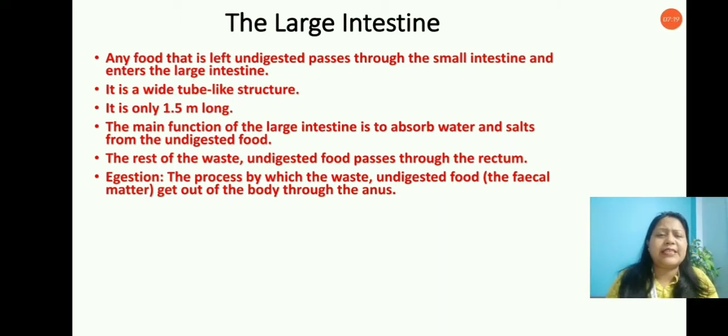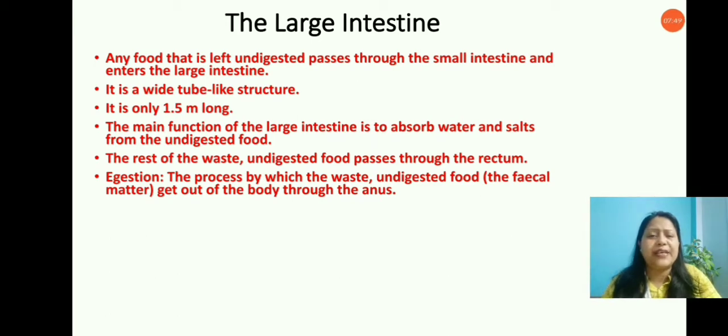So now let's discuss the large intestine, which is the last part of the alimentary canal. Any food that is left undigested passes through the small intestine and enters the large intestine. I hope you know that. And it's a wide tube-like structure of only 1.5 meters long. The main function of the large intestine is to absorb water and salts from the undigested food. So please remember, it absorbs water and salt from the undigested food.